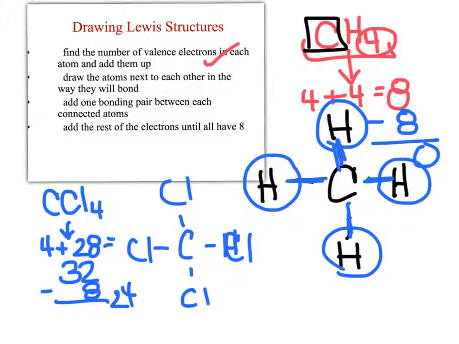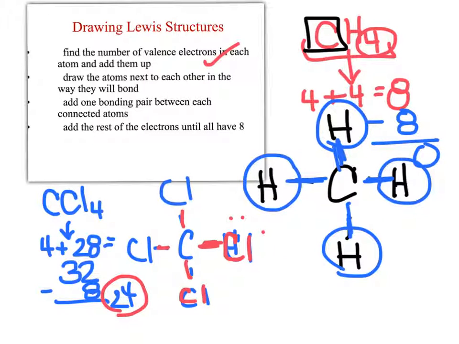Now, our carbon already has 8 around it. 2, 4, 6, 8. But our chlorines only have 2 electrons each. So we need to give each of them 8. We're going to see if 24 will cover the amount that we need.